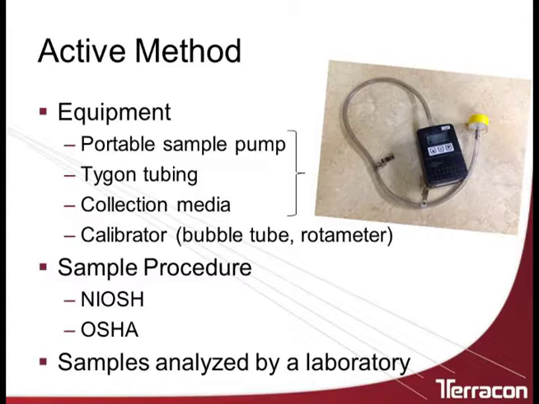There's also another piece of equipment that's used with these, and that's the calibrator. The intent of the calibrator is to make sure that you're using the correct flow rate to collect that particular material. And where do you find that information? Typically, there are sampling procedures that have been developed by NIOSH, which is the National Institute for Occupational Safety and Health, and OSHA, the Occupational Safety and Health Administration.